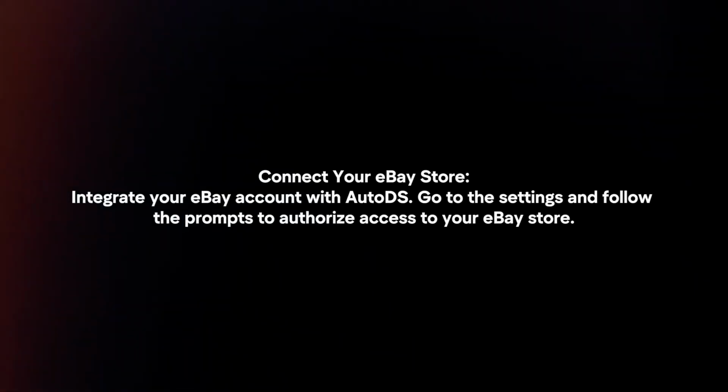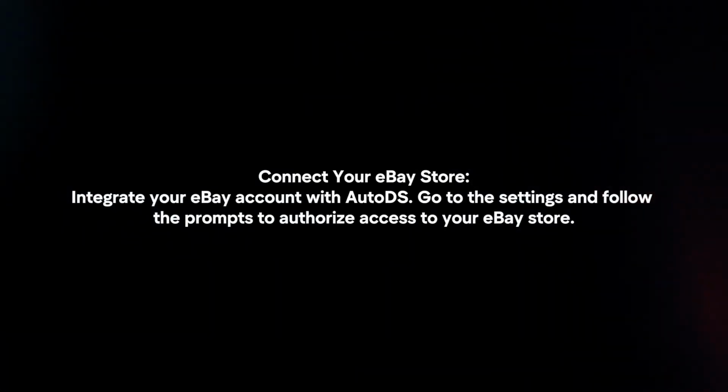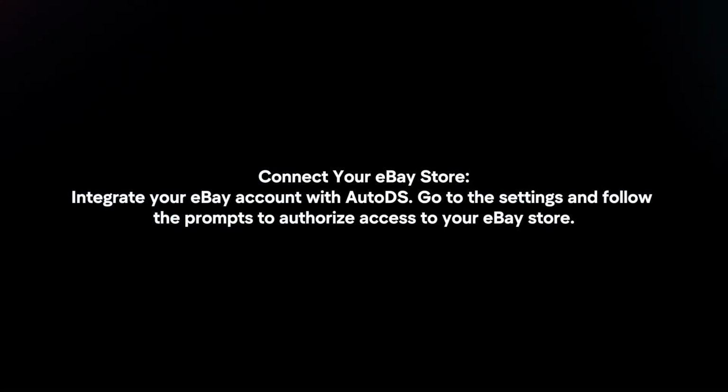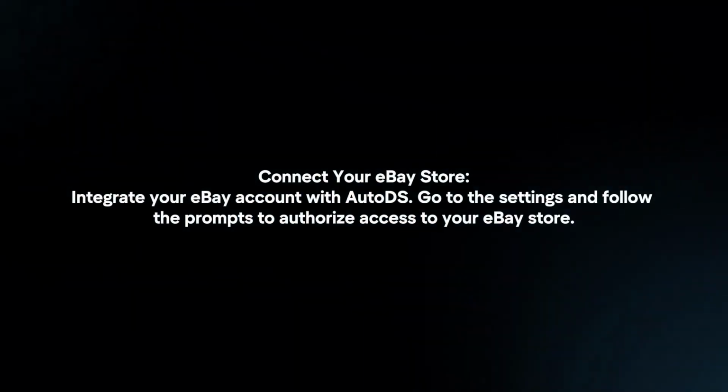Connect your eBay store. Integrate your eBay account with AutoDS. Go to the settings and follow the prompts to authorize access to your eBay store.